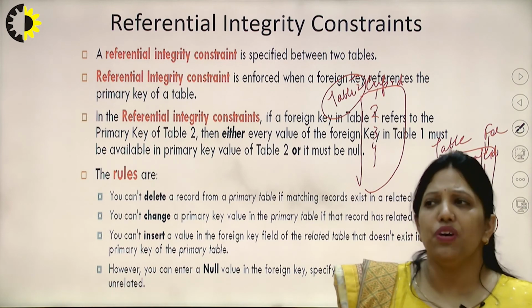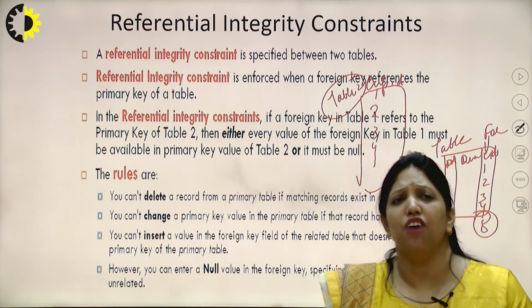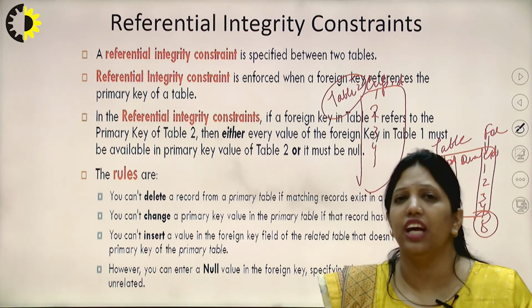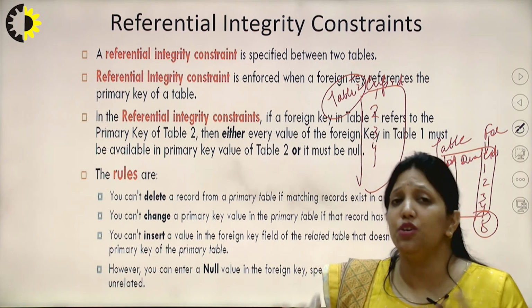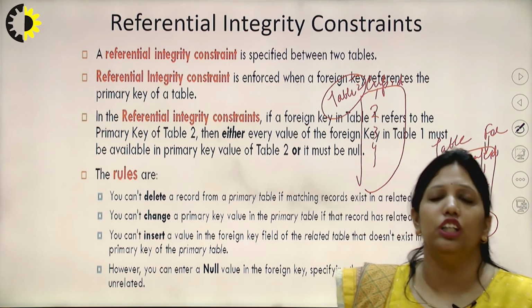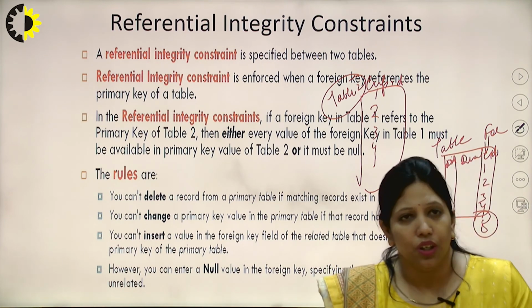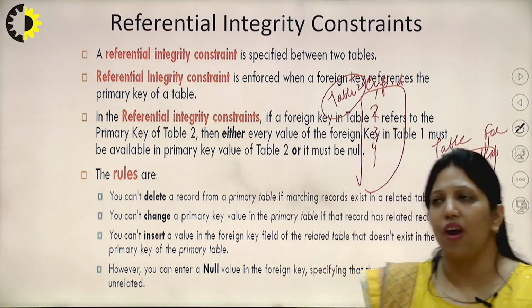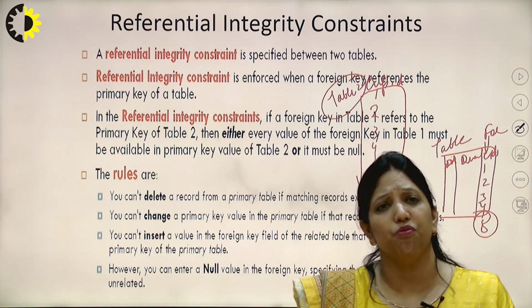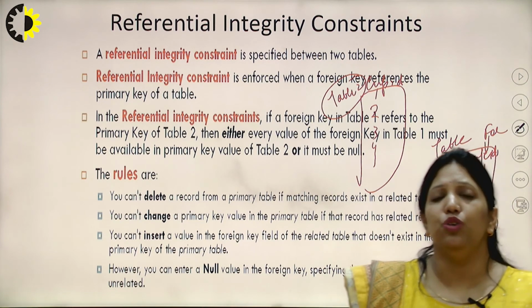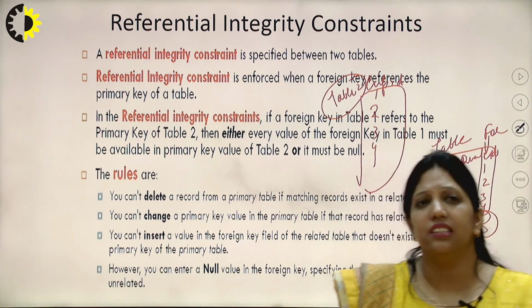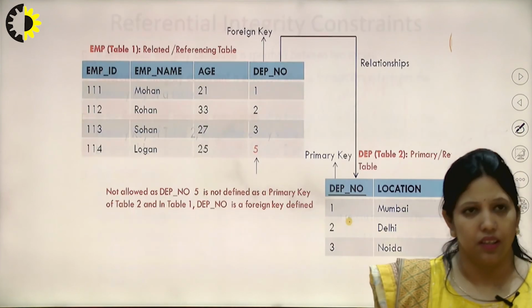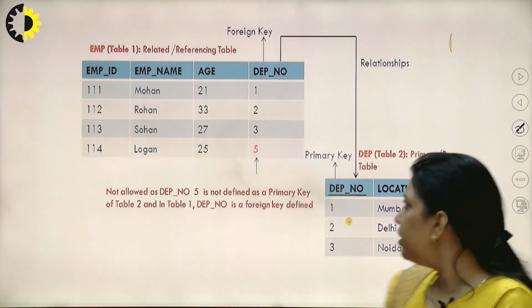So whenever we apply the referential integrity constraint, we have to check these rules: we cannot delete any value from the primary key base table if we use that record in the foreign key table. We use this referential integrity constraint when we have to find the relation between two tables, with the concept of the foreign key and the primary key.